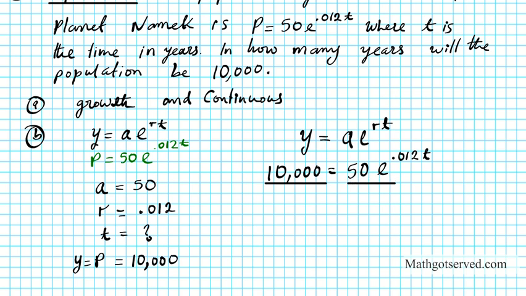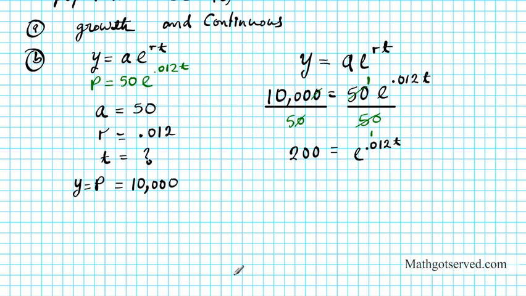Let's do that first. Divide by 50, divide by 50. This side it divides out. 50 goes into 10,000 200 times. So 200 equals e to the 0.012t. Now I want to power down this exponent. The function that gives me the ability to do that is the natural logarithm. So I'm going to take the natural logarithm of both sides.